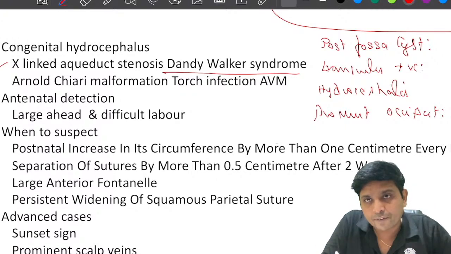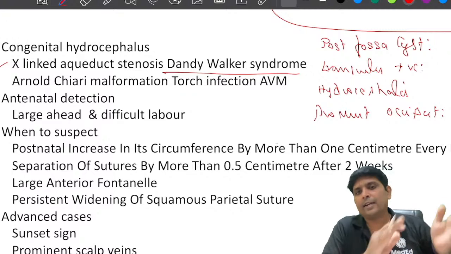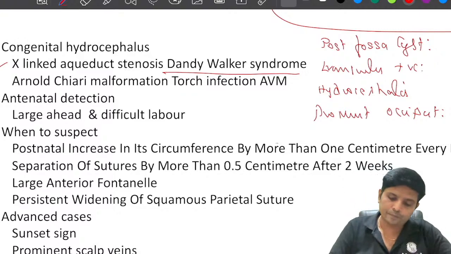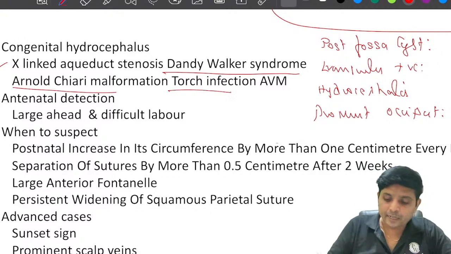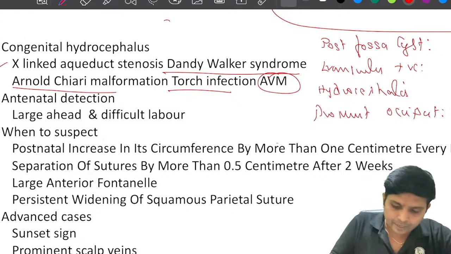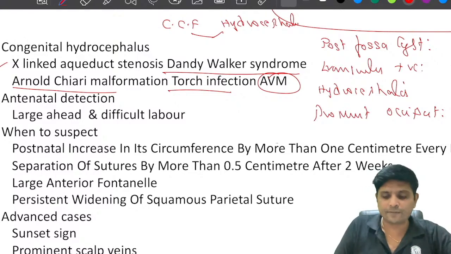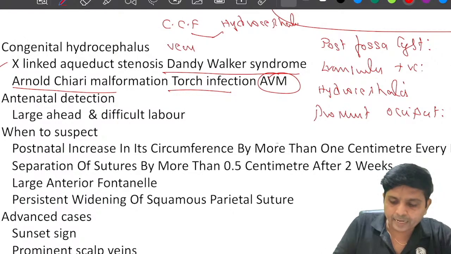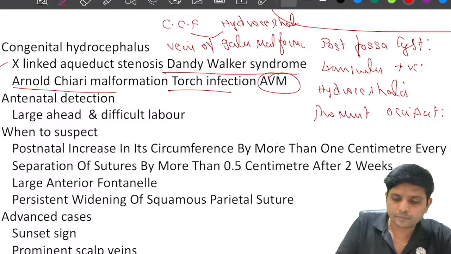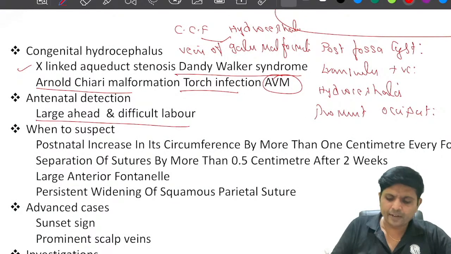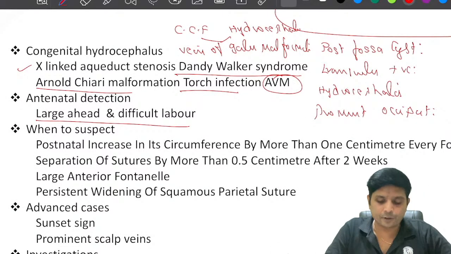Flat occiput with hydrocephalus is Arnold-Chiari type 2, whereas prominent occiput with hydrocephalus is Dandy-Walker syndrome. And TORCH infections. Whenever you get a combination of CCF with hydrocephalus, it is usually due to vein of Galen malformation. So what else? Large head, difficult labor can be a manifestation of congenital hydrocephalus.